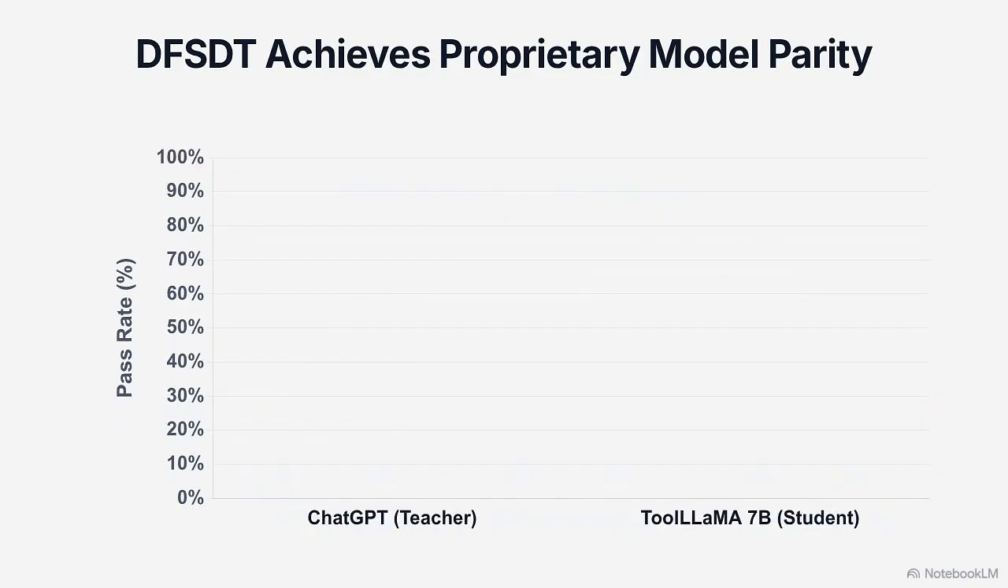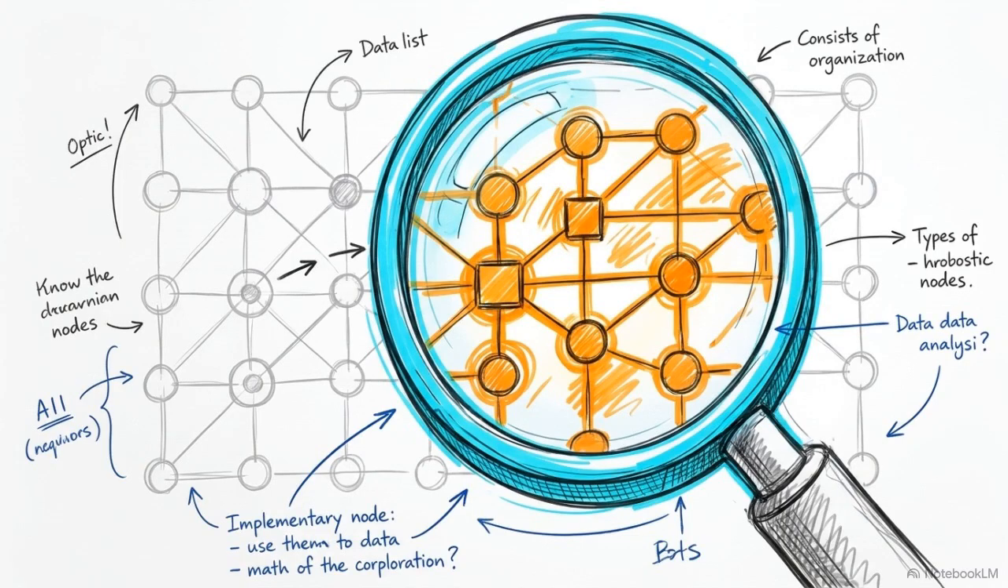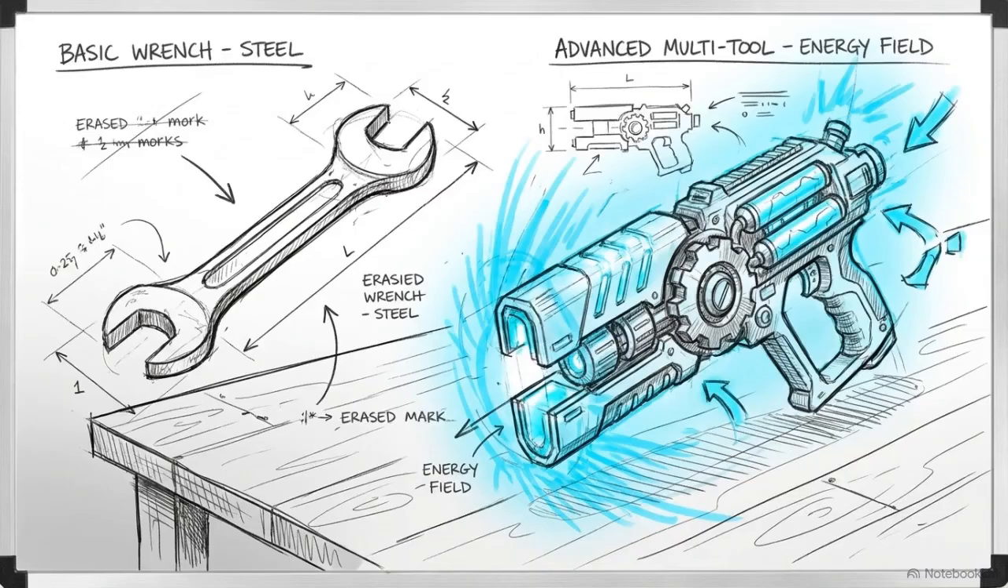Here is the final output. The 7 billion parameter open-source ToolLLaMA running DFSDT matches its proprietary teacher, ChatGPT. During testing, the researchers discovered that using the neural retriever outperformed feeding the exact ground truth API list. The retriever actively found highly effective substitute tools the annotators had missed.